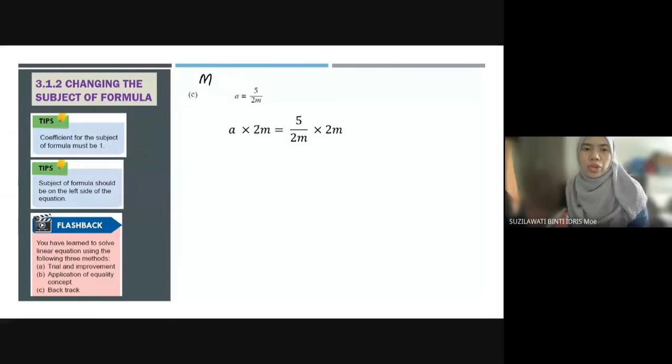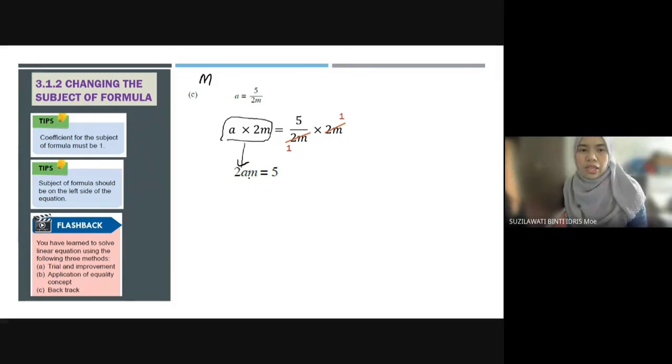A multiply by 2m to remove it. A multiply by 2m. Okay, 5 over 2m here also need to multiply. What you do on the left side, you must do on the right side. So multiply by 2m on the left side. So on the right side, you also need to multiply by 2m. Then you eliminate the 2m there, become 1. So 2am, you multiply this one, 2am here, you proceed with the multiplication. 2am become 2am equal 5. Okay, what is left here is 5.